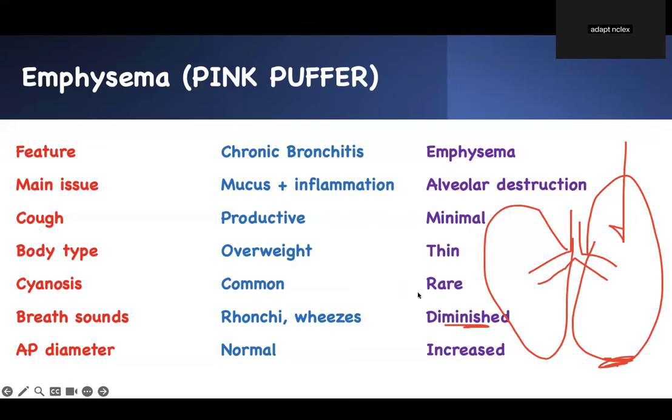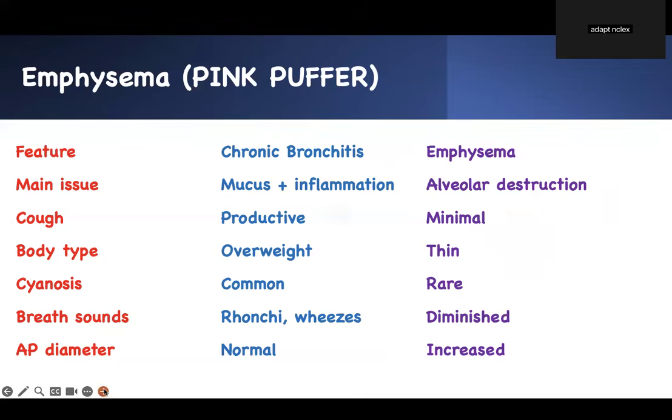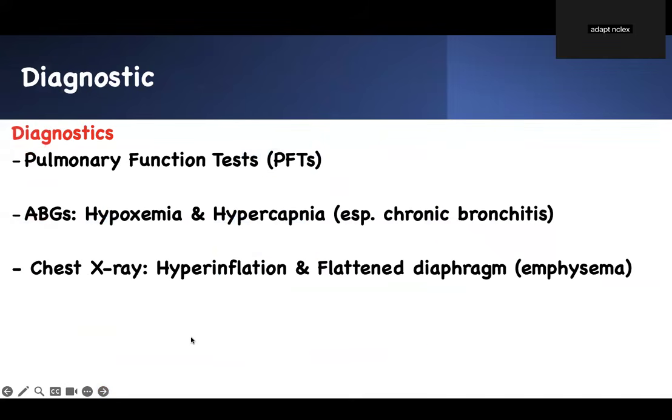The AP diameter, anterior posterior diameter, in emphysema, because the lung is very big, is increased, and it's normal for these people, bronchitis. So know the difference and know how to deal with it. You see, in the case study, you have to know what to do, how to diagnose them. Everybody gets a pulmonary function test.